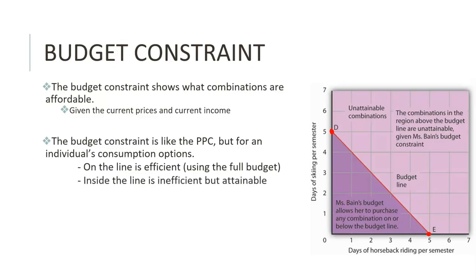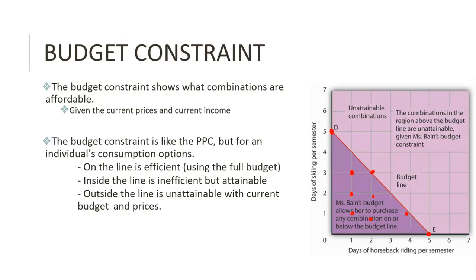Inside the line, so any points in this darker shaded triangle, these are all affordable. These are all attainable combinations, but they're just inefficient. They're not spending the full budget. So this consumer could get more utility if they picked a combination on the line instead. And anything outside the line is unattainable with the current budget and prices.